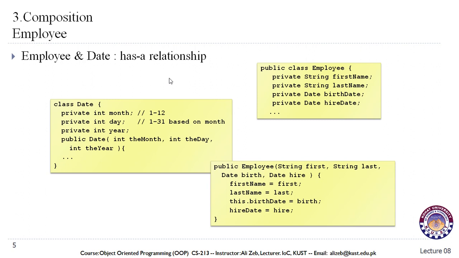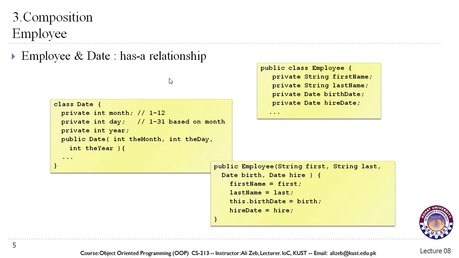Similarly, a faculty member can have a relationship with the course class. A faculty may be assigned 2 or 3 courses or maybe more courses, and each course, as we understand, has its own details. So we can create objects of the course class in the faculty class to represent the courses that the faculty is taking.